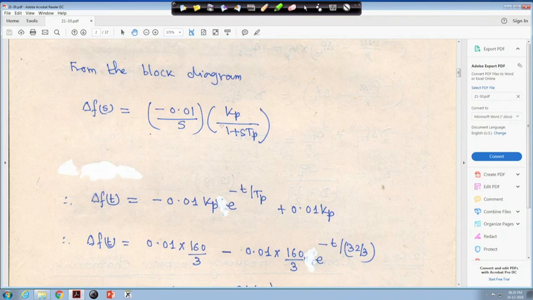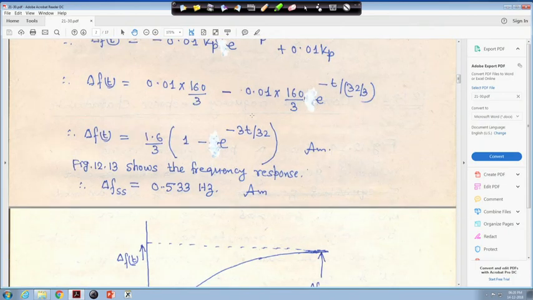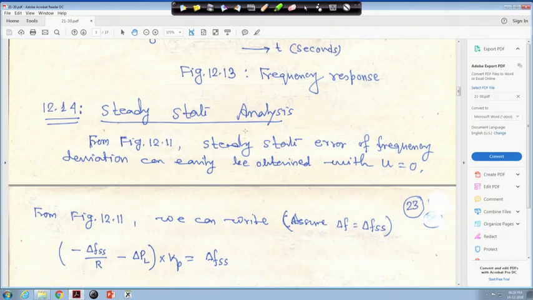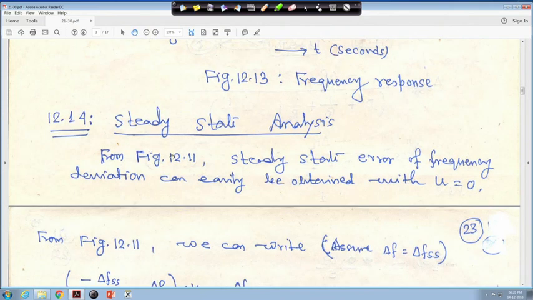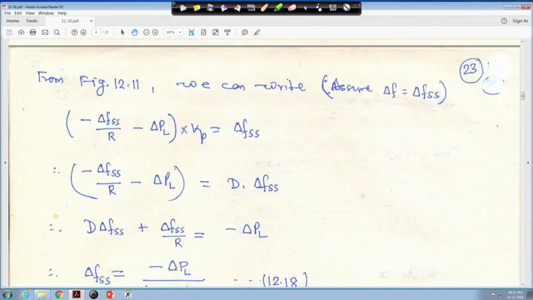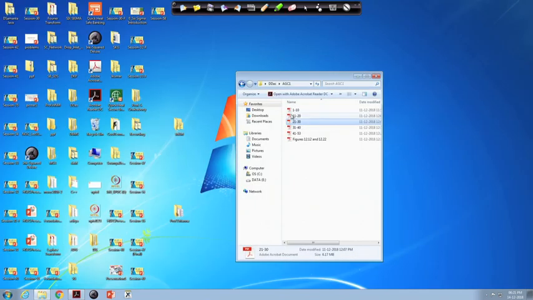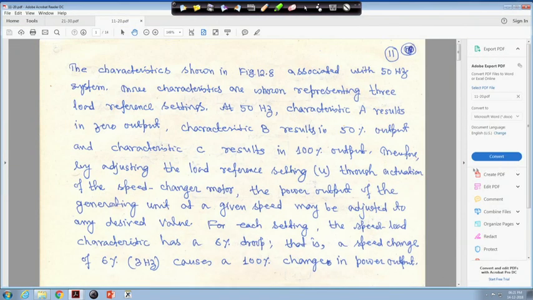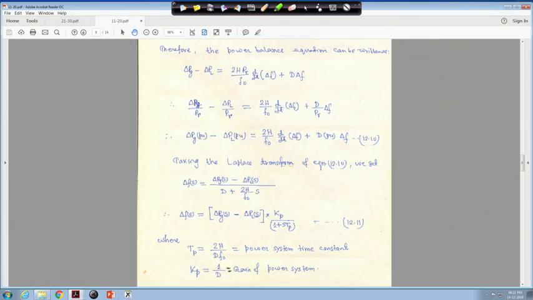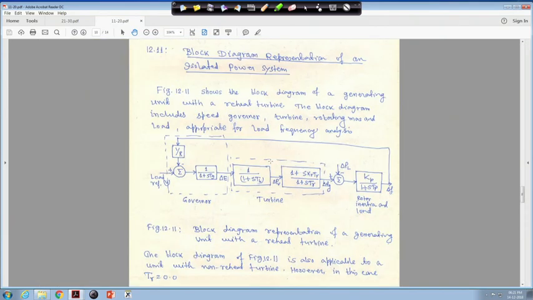So, next is your steady state analysis. From your figure 11, the steady state error of frequency deviation can easily be obtained with u equal to 0, right. So, this is done here, but I will go back to this figure 11, right. Just hold on. This is our figure 11.